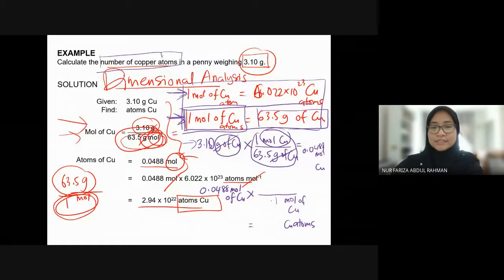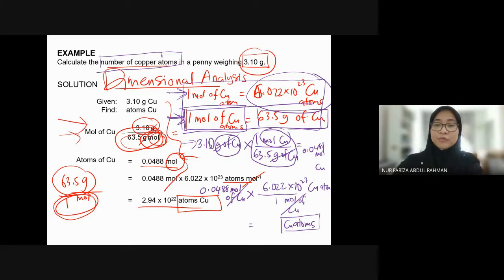So what is the relationship? Below we should have 1 mole of copper, and then this will be our numerator. So it is 6.022 times 10 to the power of 23 copper atoms. All right, so this one will be cancelled out, and we will end up with copper atoms as our final unit. When it gets cancelled out, that means your values and your units are all correct.